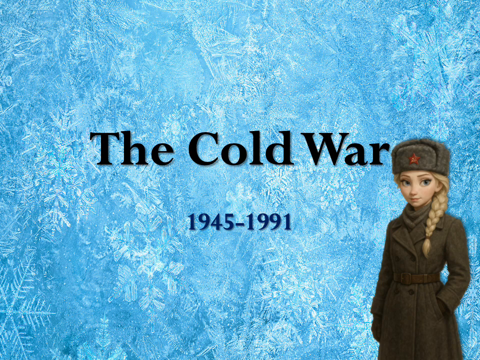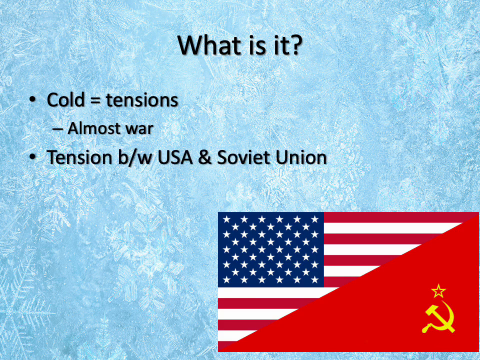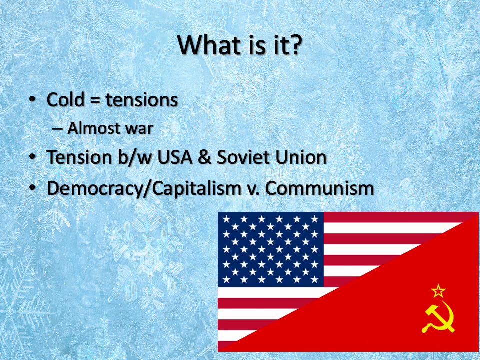So the Cold War takes place from 1945 to 1991, and it really defines modern world history. So let's jump right in. Well, when we say cold, what we mean are tensions. It is an almost war, right? Cold War is not a war where people are actually fighting each other, but we are so close to fighting each other. The tensions are between the United States and the Soviet Union, and it all comes down to which is better, democracy and capitalism or communism.